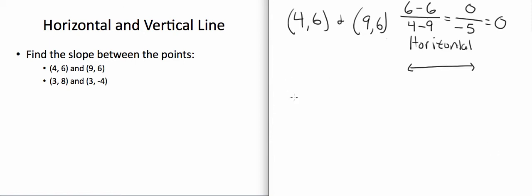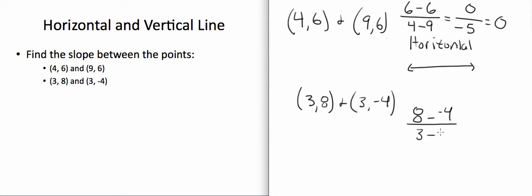If we had point 3, 8 and 3, -4, we'd take our y values, which is 8 minus -4 divided by 3 minus 3. 8 minus -4 is 12, but 3 minus 3 is 0. This is undefined. You can't do it. If you tried this in your calculator, it would say a syntax error. It's undefined. That means it's vertical, and our line would be going straight up and down this way.